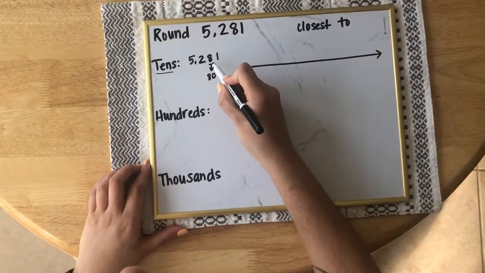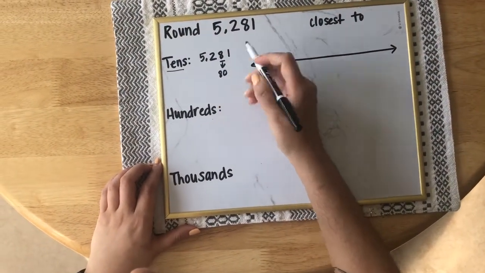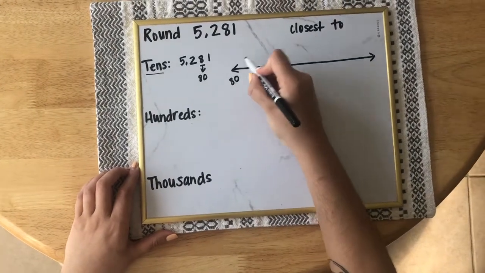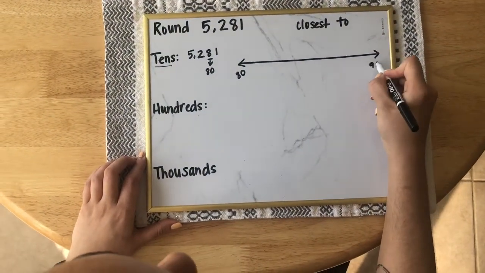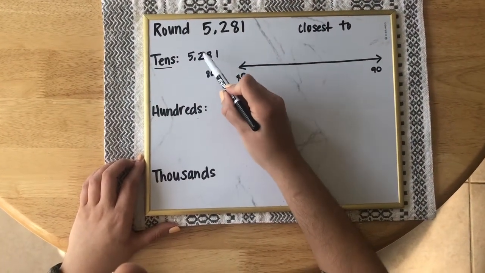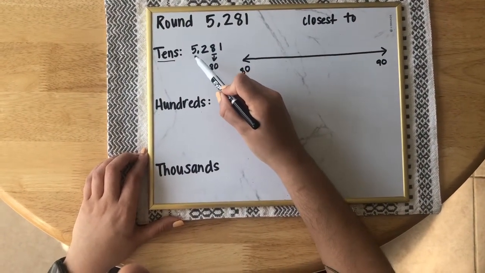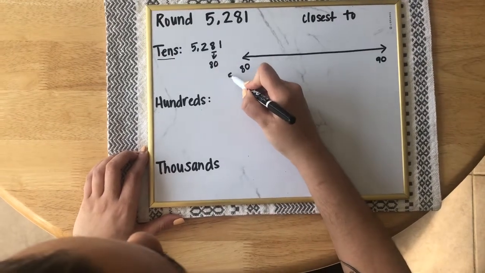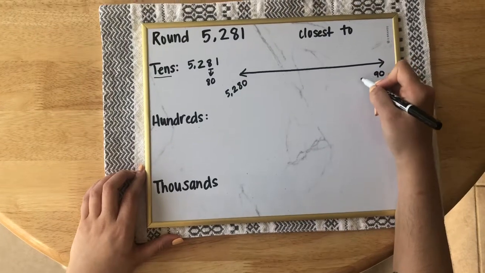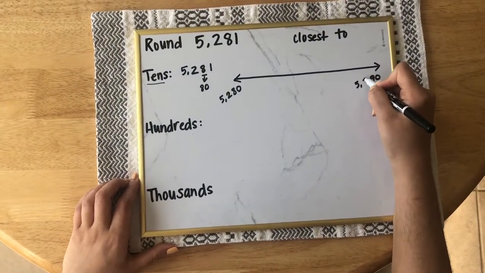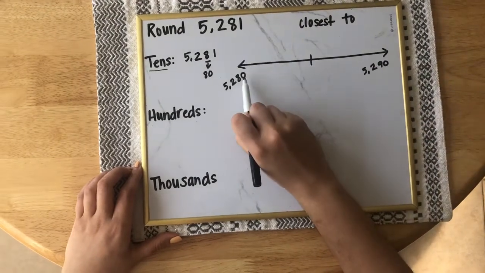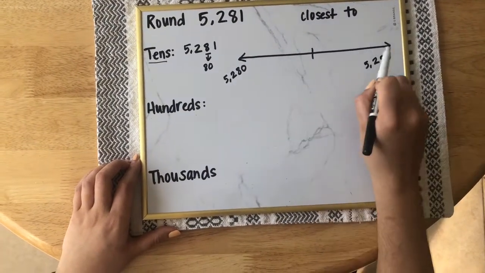Okay? And we know that this 8, remember, it's an 80, so we're going to go ahead and put an 80 right there. Well, what's the next 10? 90. Now, when you're rounding, you do want to include the rest of the number, right? You want to include your 5,000, your 280, okay? Same thing over here. It's 5,290.